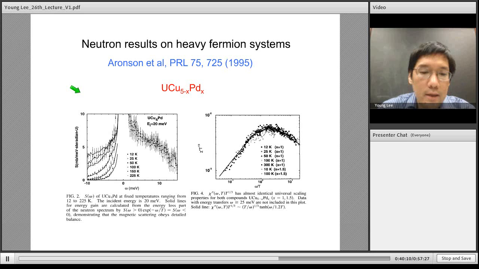Okay. Well, what you see is that the structure factor itself looks very temperature independent. Right? So even at different temperatures, on the positive energy transfer side, there isn't very much difference. And that turns out to be characteristic of having omega over T scaling. So they can do a plot of omega over T, and then they extract the susceptibility times temperature to some power, and they also get this nice collapse of the data.